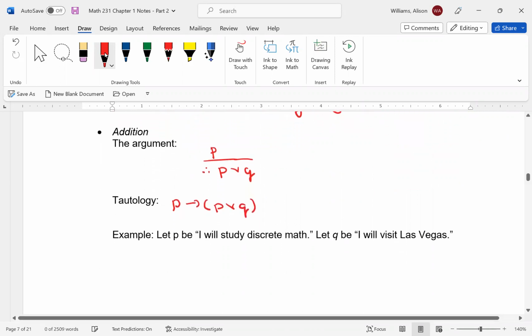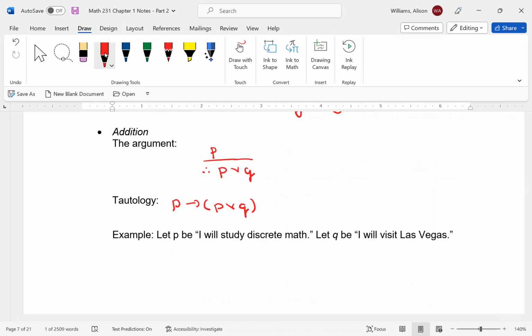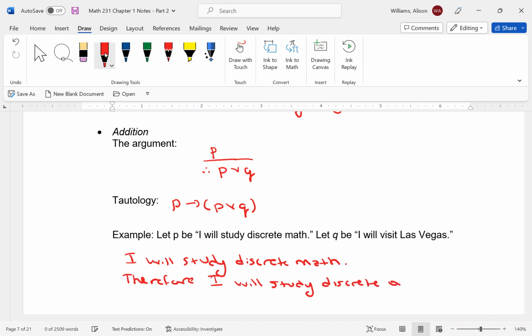So here we go. Here's an example. P is going to be, I will study discrete math. Q is going to be, I will visit Las Vegas. Very different, right? Really doesn't connect to each other. So here's the idea. I'm going to say, I will study discrete math. That's the premise. So I can conclude then, and it remained truthful, therefore, I will study discrete math, or I will visit Las Vegas. And that holds true because of the or statement. So because I did the first one, I can pair it with anything, or I will go to the moon, or I will spontaneously turn into a robot.